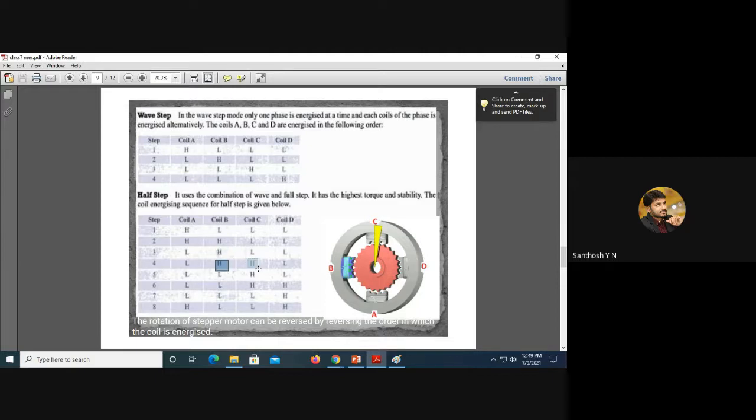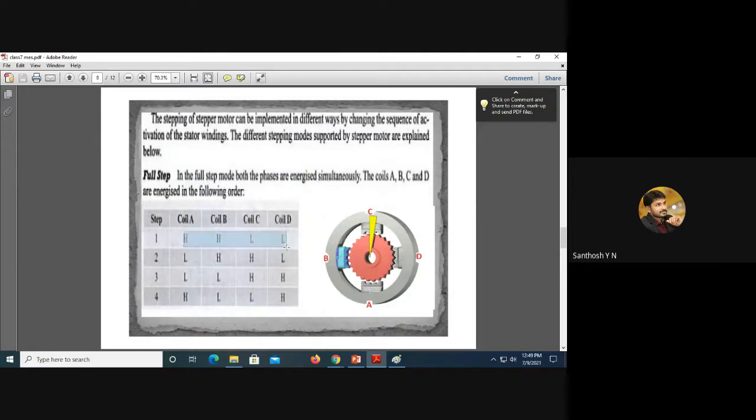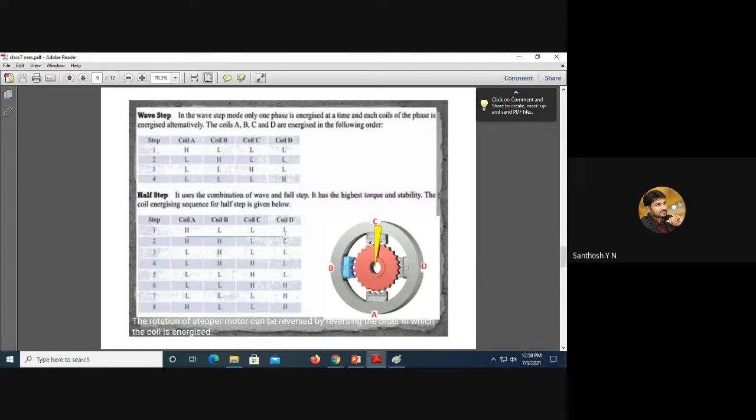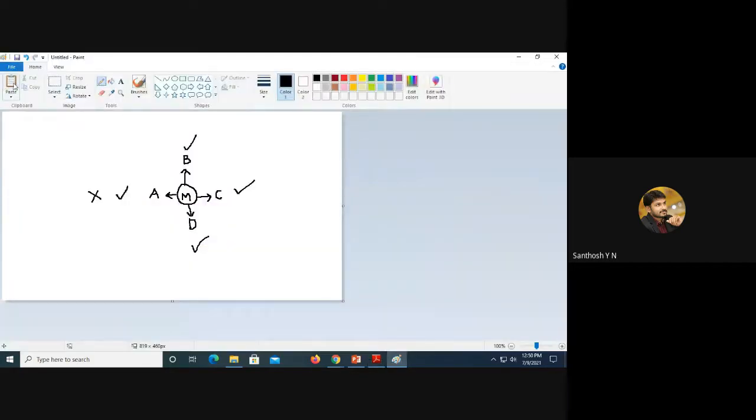Okay, and in the fourth step we are not de-energizing coil B, we are retaining it, and coil C is energized. See, if you just observe the first step of wave step, this step is retained here, and this step is brought here. So that's why they are telling that it is a combination of wave as well as full step. I'll write and show so that it will be easy.